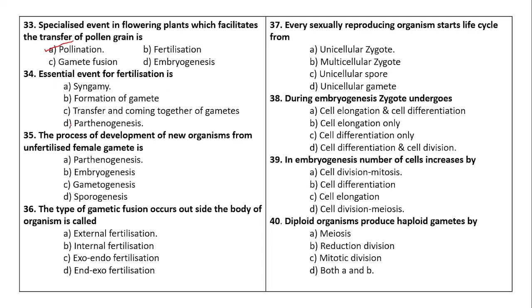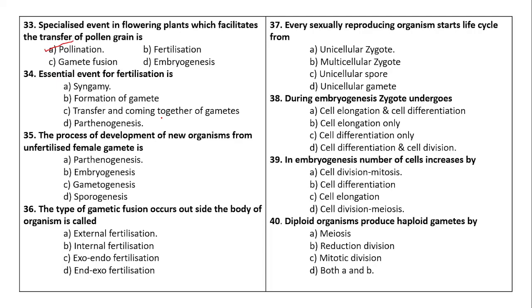Option D, parthenogenesis, what is it? It is nothing but the development of the individual without fertilization. So this will not be the answer. Next, the transfer and coming together. When the gametes transfer takes place, the gametes will come together, but it will not lead to fertilization. When the gametes are coming very near to each other, it is not the confirmative step of fertilization.